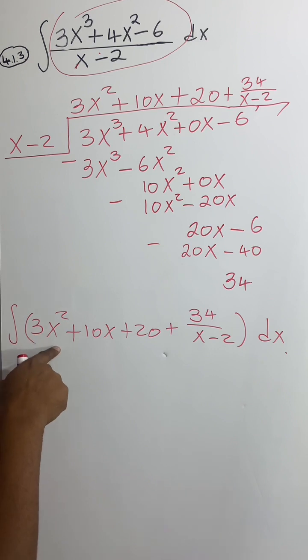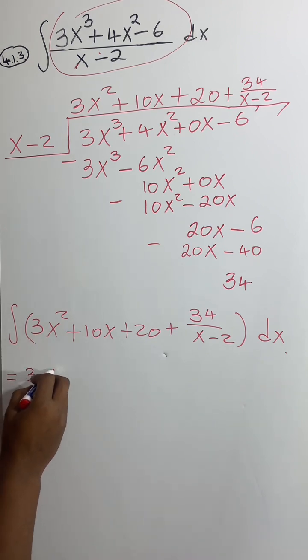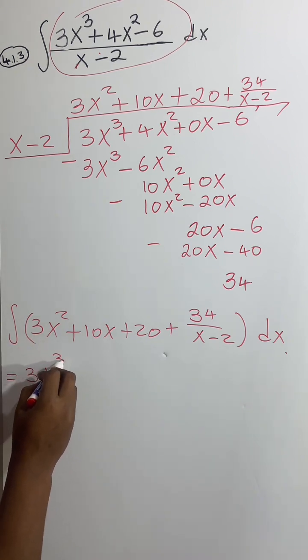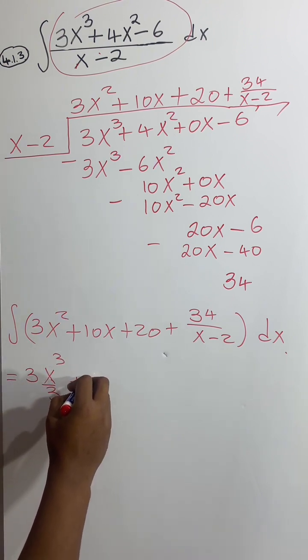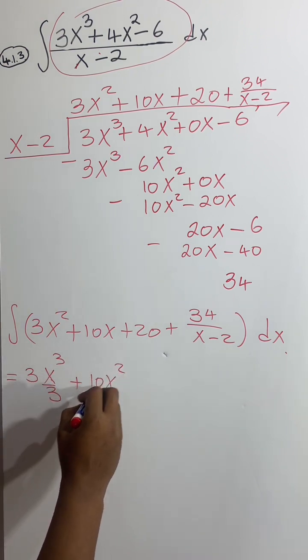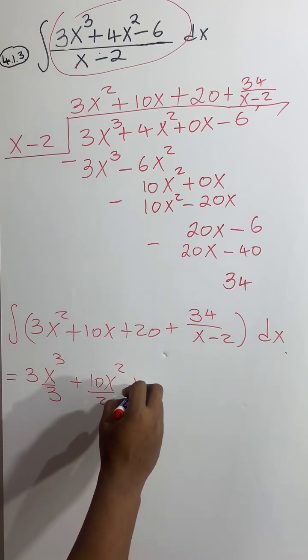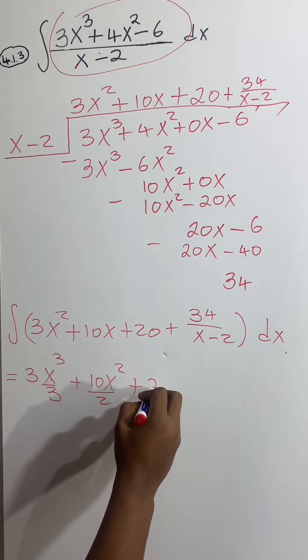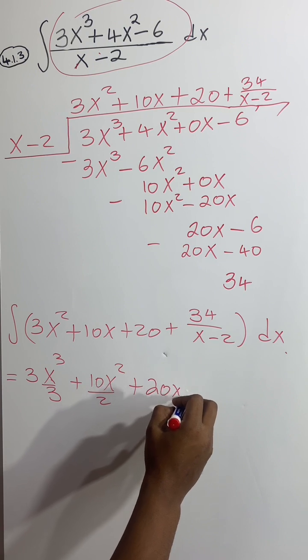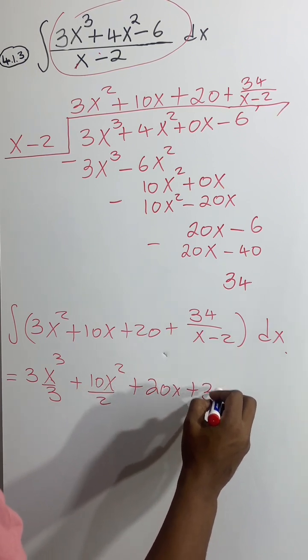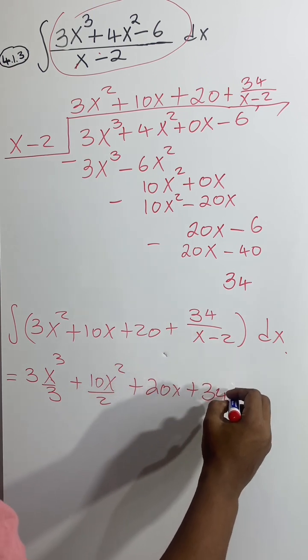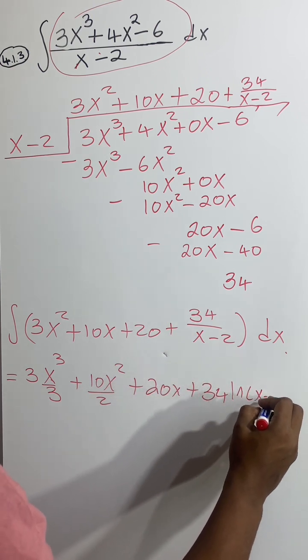So we integrate 3x squared, we get 3x cubed divided by 3. Integrating 10x, we get 10x squared divided by 2. Integrating 20, we get 20x. And so let's integrate 1 over x minus 2, we get ln of x minus 2.